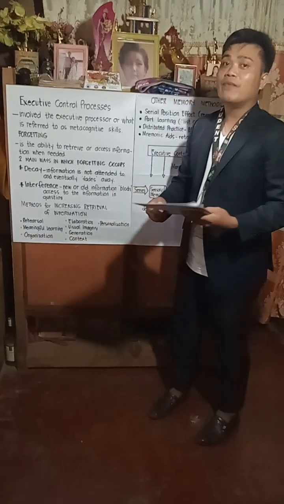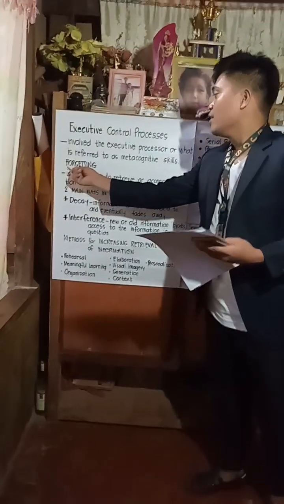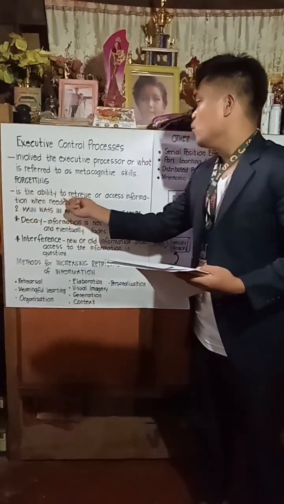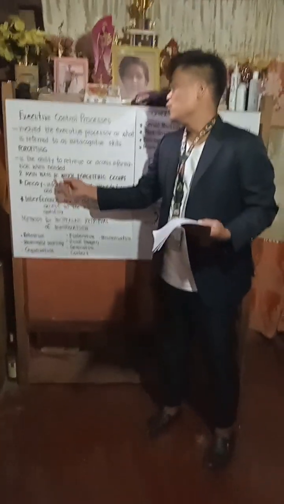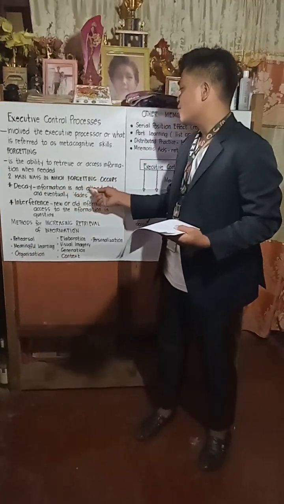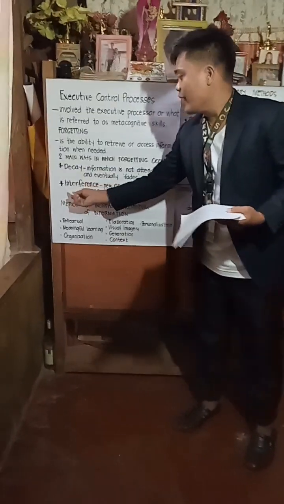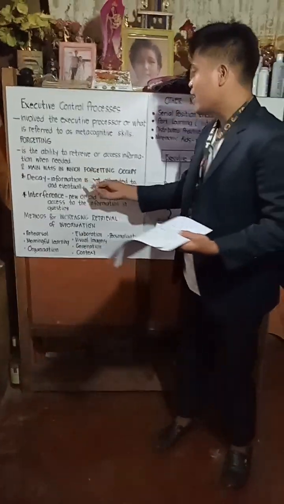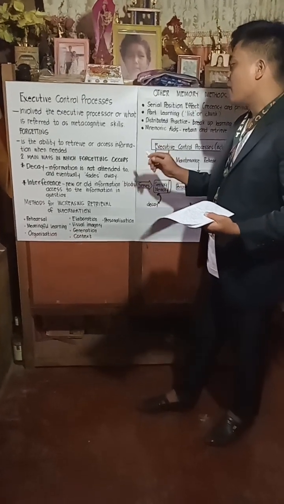Now we move to forgetting. Forgetting is the inability to retrieve or access information when needed. Two main ways in which forgetting occurs are decay and interference. In decay, information is not attended to and eventually fades away.